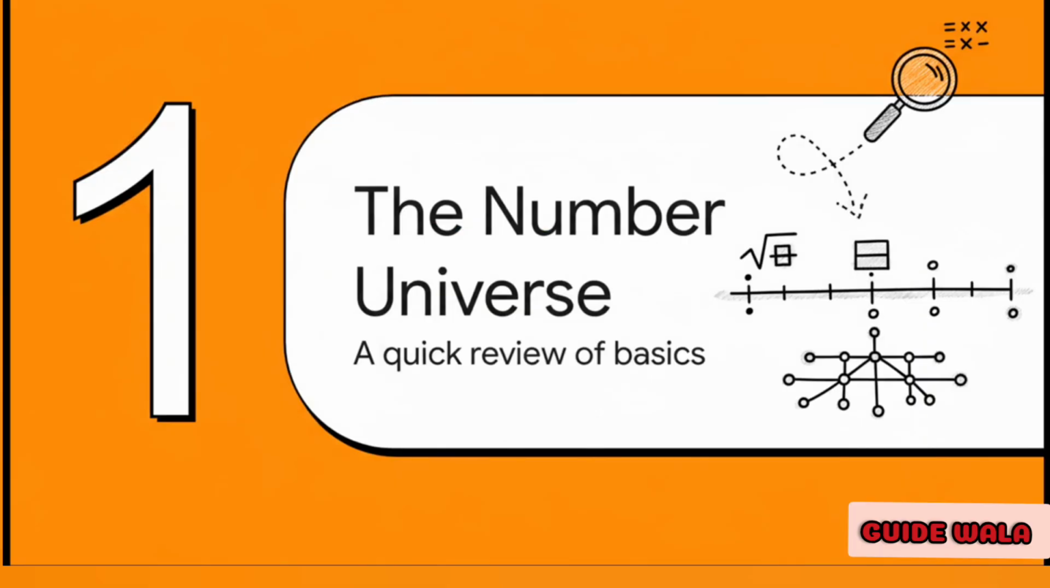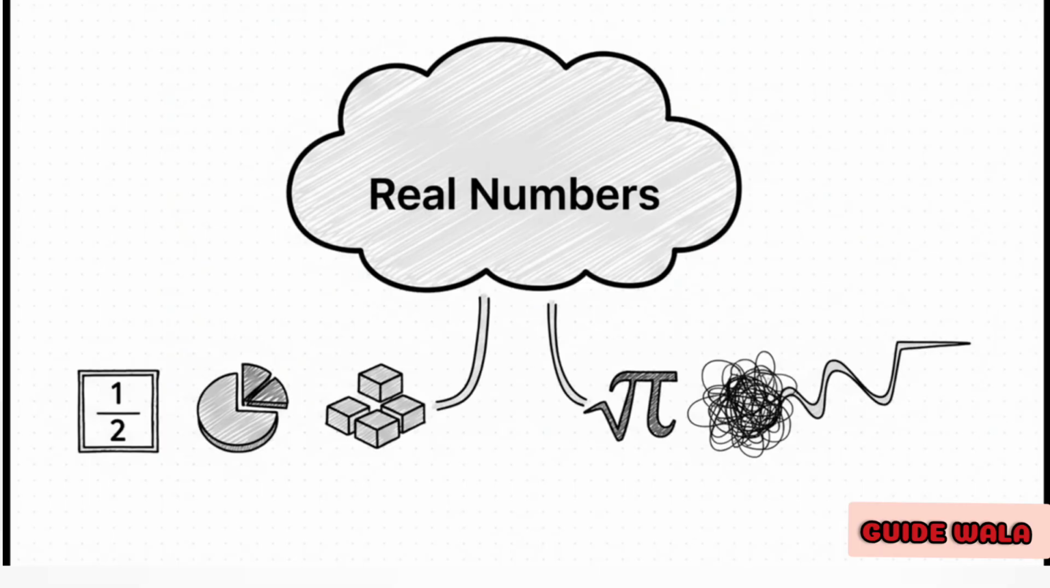Okay, so to get this right, you've got to start with the basics. Let's do a super quick review of what we're even talking about, the number universe. Think of real numbers like a big family with 2 main branches. On one side, you have your rational numbers. These are the straightforward ones you can write as a simple fraction. And then you have their mysterious cousins, the irrational numbers, like pi or the square root of 2, that just go on forever as decimals without repeating.